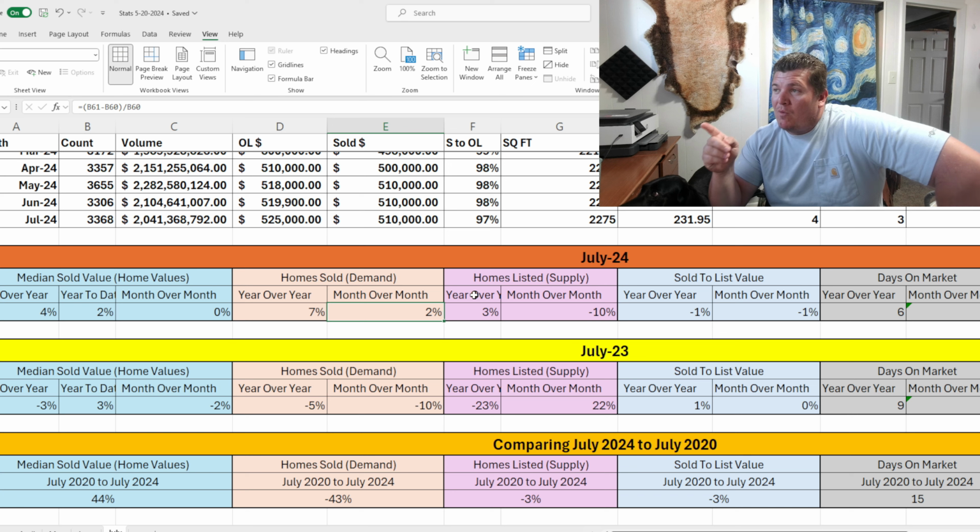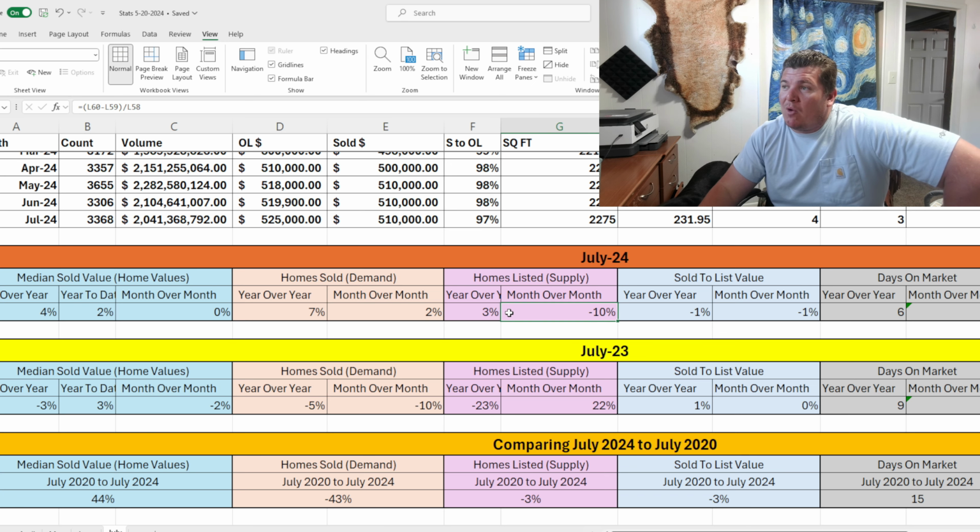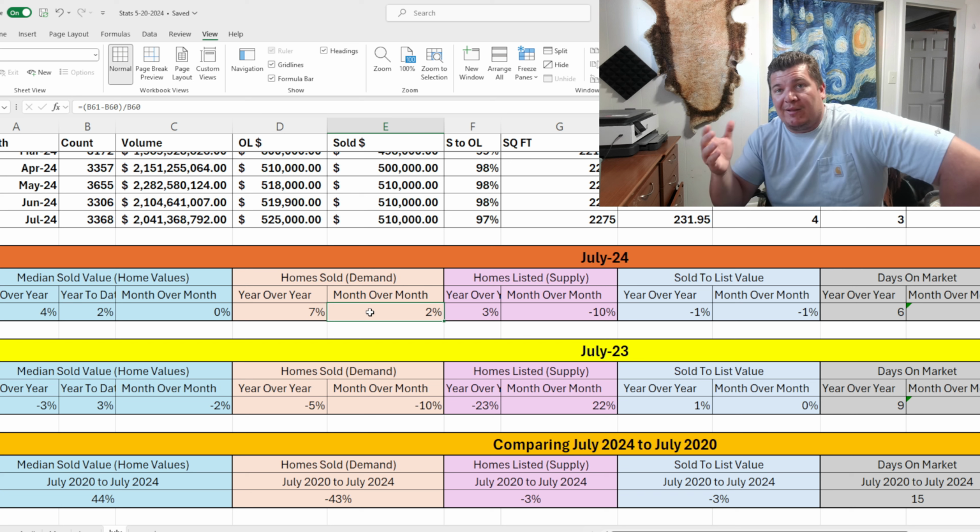So if homes listed, if this number keeps going down quicker than this number increases, at some point it's going to make the home prices go up. So we're getting a little bit of contradictory stuff going on over here. I wouldn't be surprised if prices go up or down this year. I just don't think they're going to be substantial. That's my statement. That's my speculation, let's say.